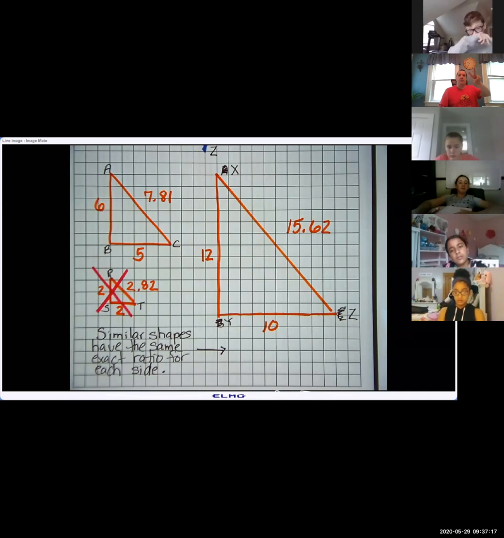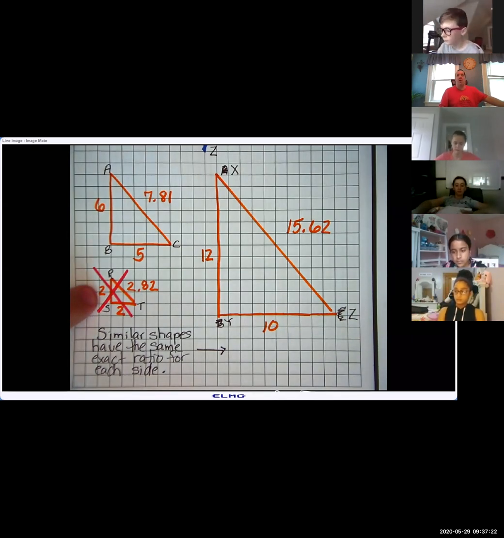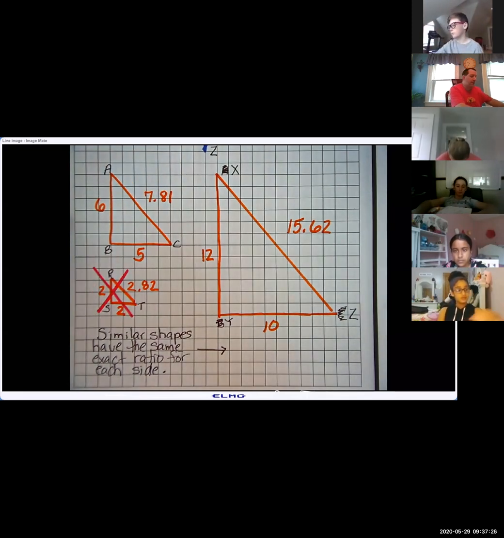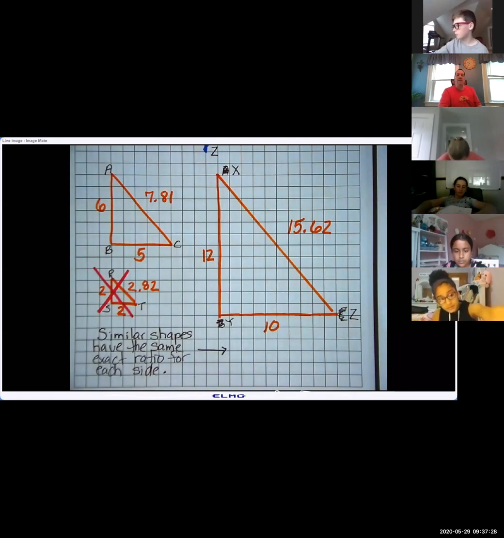Normally, you'll only have 2 shapes that you need to sort through. So we're going to kick this one out because we know that that one doesn't belong. And now we're going to prove it. For these 2 shapes, let's find the corresponding sides. Which sides are corresponding? Match up.